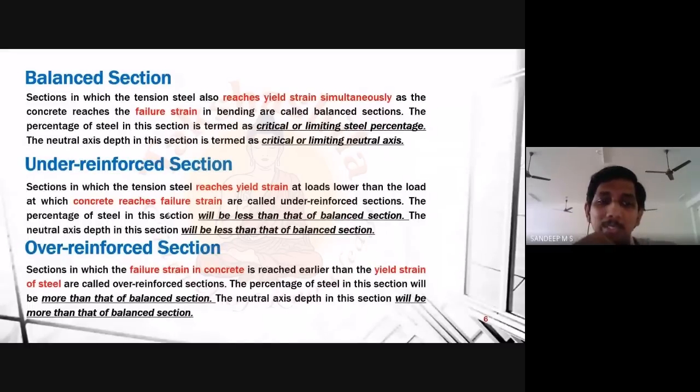Okay, now move on to the third thing, that is the over reinforced section. What can that be? It is just the opposite of the under reinforced section. Here we have over reinforcement. The effect of reinforcement is very high. So what will happen? Obviously, when we have a load, concrete will fail first. Or in other words, the yield strain of concrete will reach first.